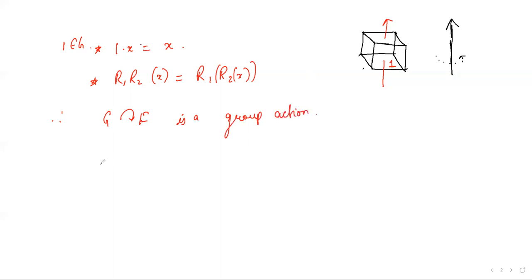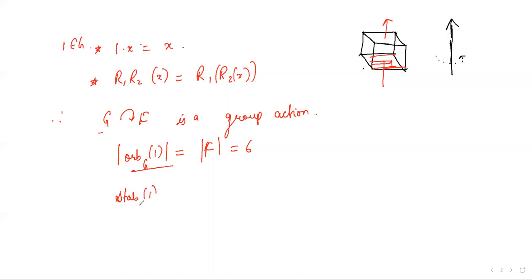Now let's try to use the orbit stabilizer theorem to determine the order of G. Now note that the orbit of the element 1 by this action is all of F, and hence the order of the orbit of 1 is 6. This is true because given such a cube, we can perform any vertical or horizontal rotations to take this particular face to any other face. Hence, the orbit of 1 is all of F.